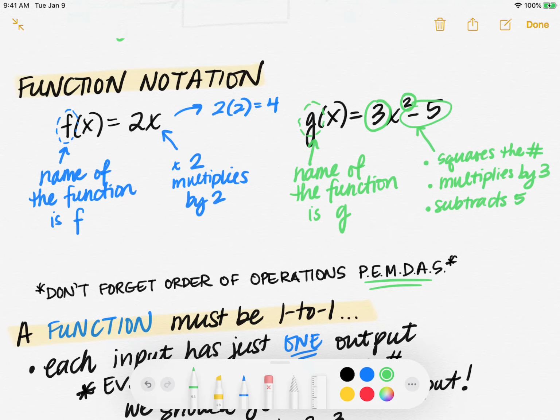So the first step would be to square it, making 4. Then we're going to multiply by 3, making 12. And then we're going to subtract 5, leaving us at 7. So again, this right here would be f of 2, meaning we're going to plug 2 into f, and this right here would be g of 2.